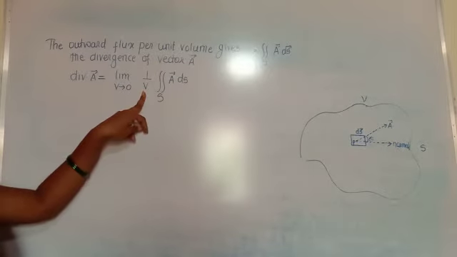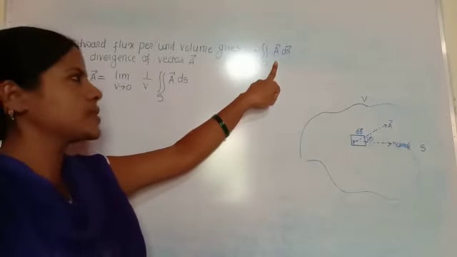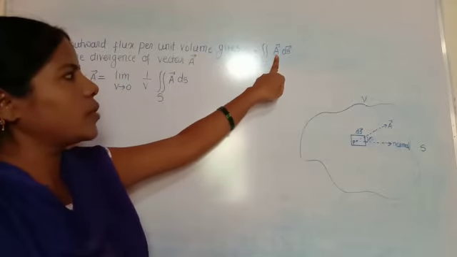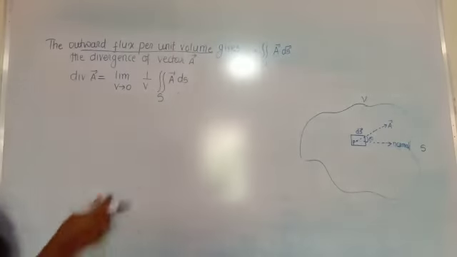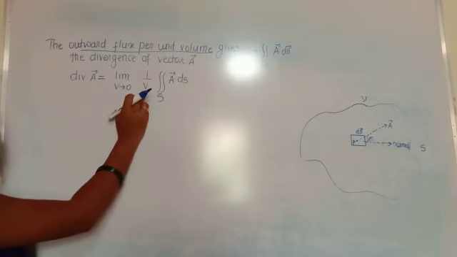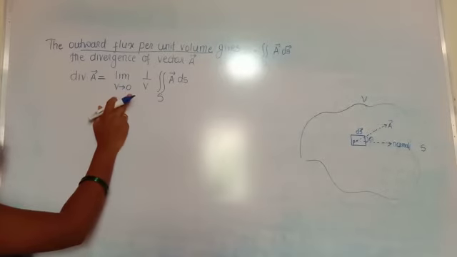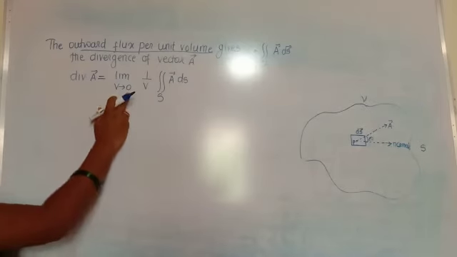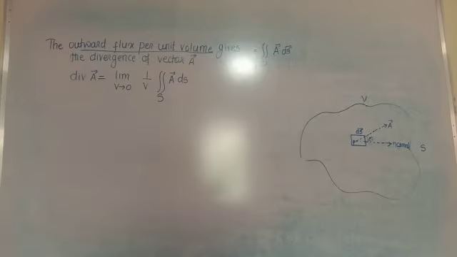Got the idea? This is the outward flux value which we calculated in the last class, that is, the surface integral of A dot ds, and we are calculating the outward flux per unit volume, that is, the outward flux divided by volume. Here the limit is V tends to 0 because the volume approaches 0, and this is nothing but the divergence of A, the outward flux per unit volume. So this is the value of the divergence of A, the physical significance of divergence.